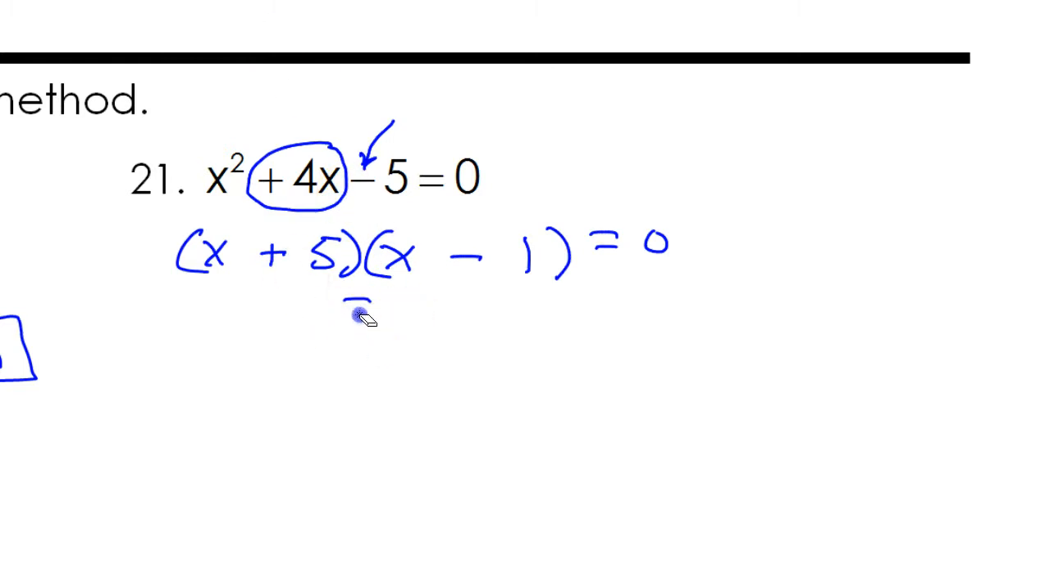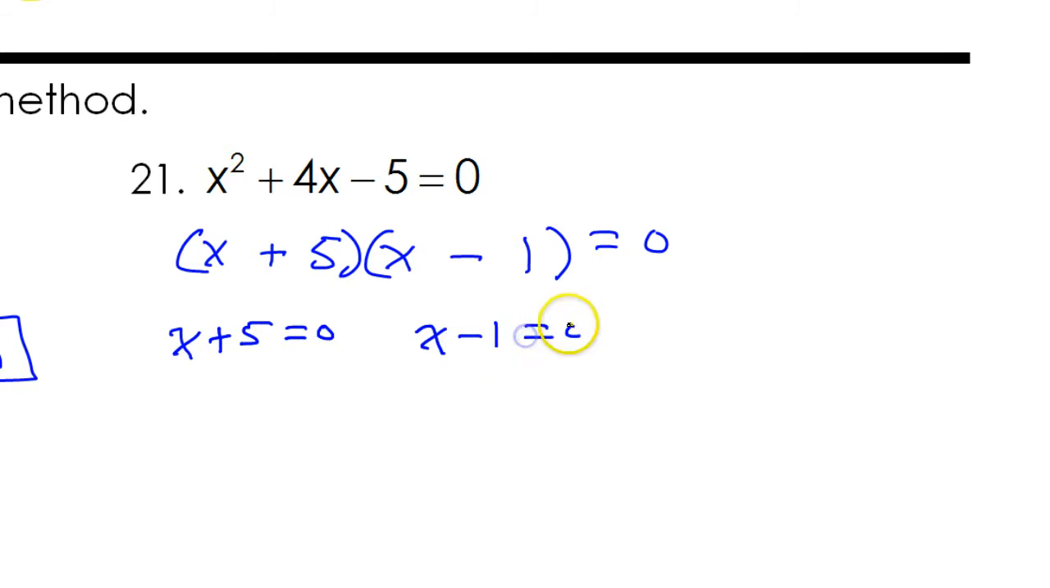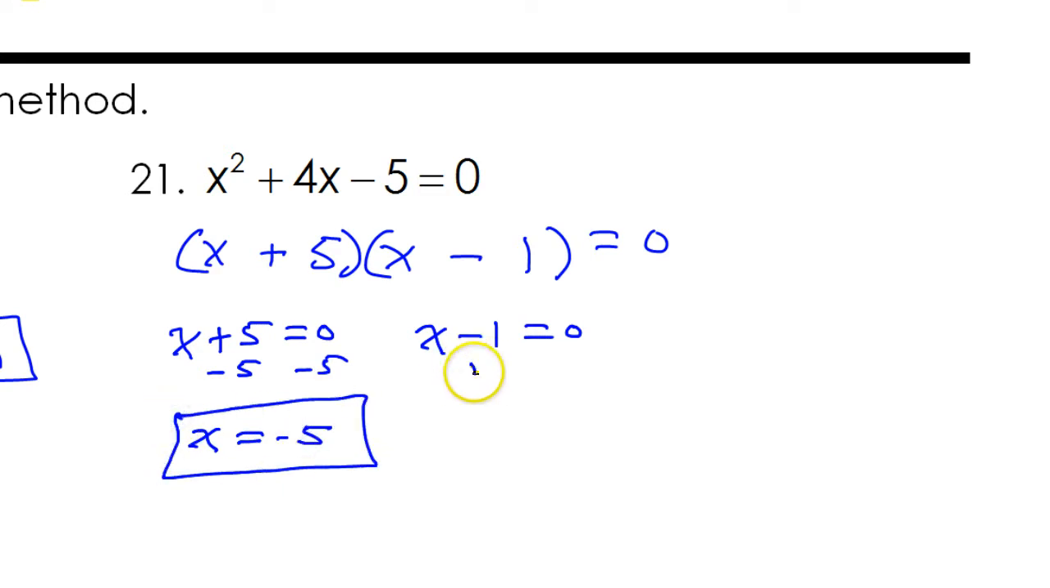Alright, once you have it factored, to solve it, you have to keep going and set the factors equal to 0. So either x plus 5 could equal 0, that would give you a solution, or x minus 1 might equal 0. So subtracting 5 from both sides, we get x equals negative 5. Adding 1 to both sides gives us x equals 1. So these are the solutions for number 21.